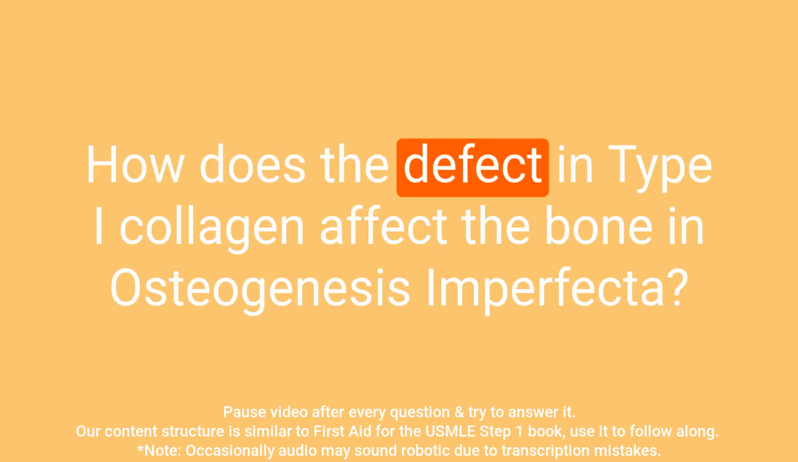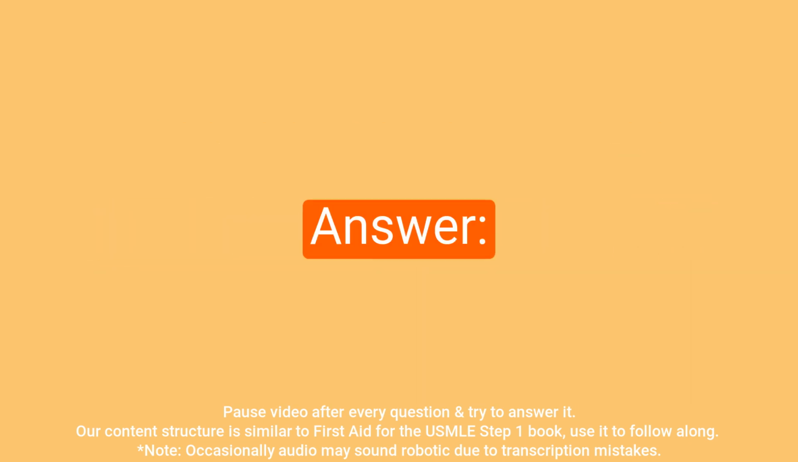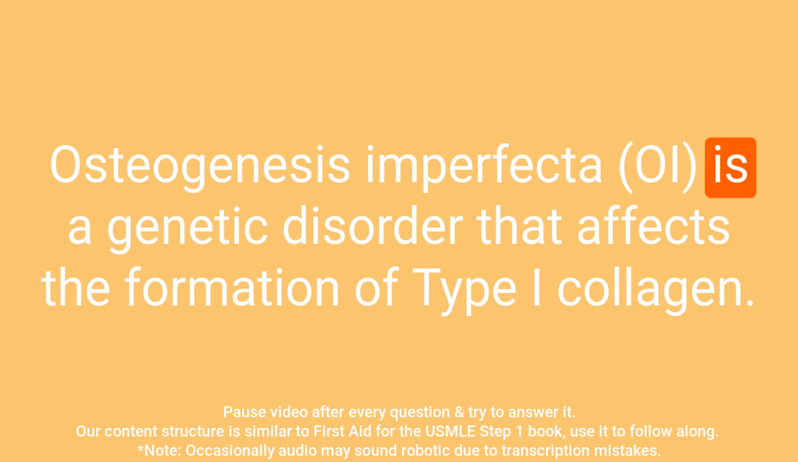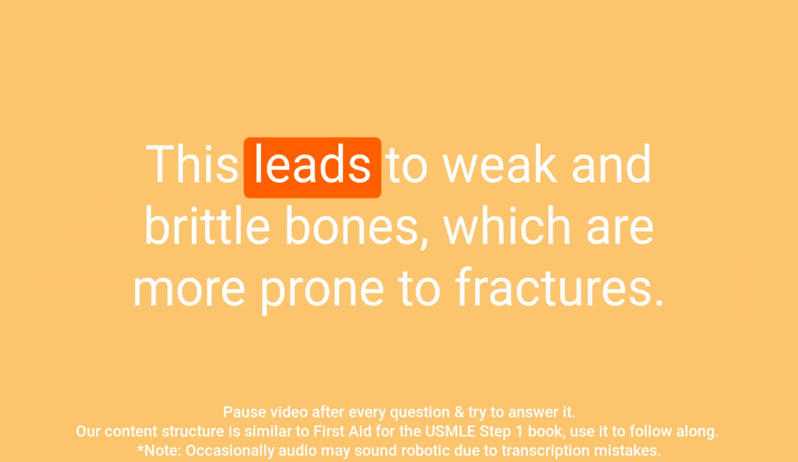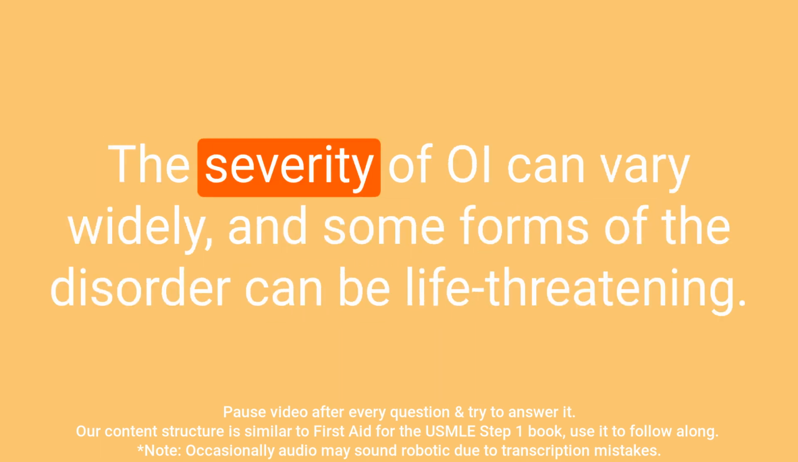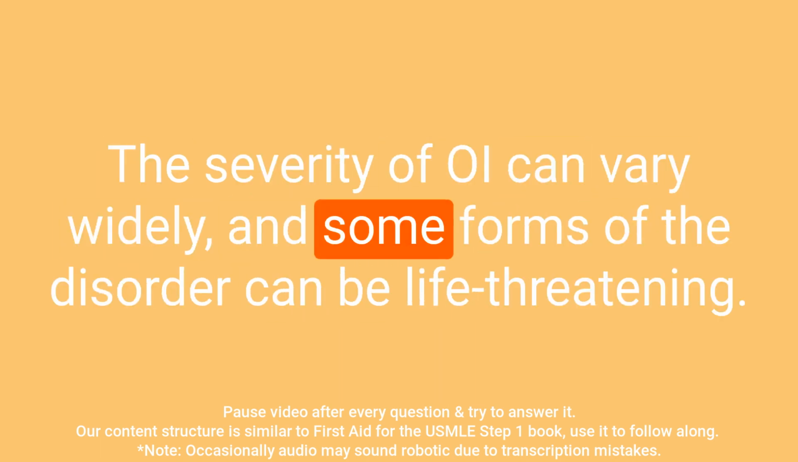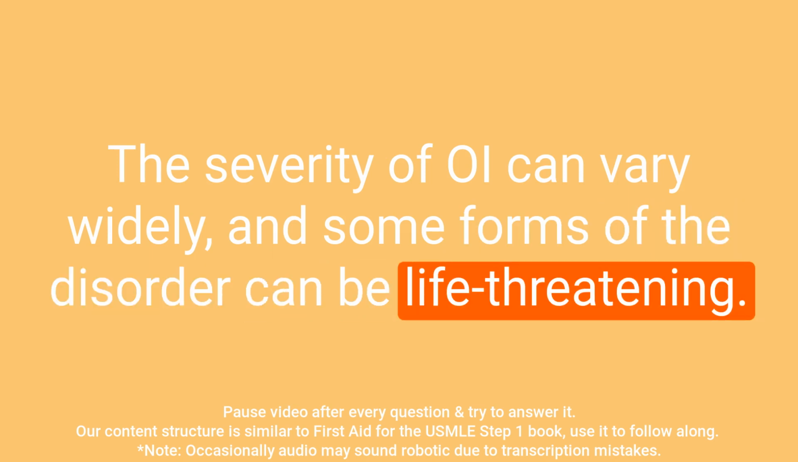Question: how does the defect in type I collagen affect the bone in osteogenesis imperfecta? Answer: osteogenesis imperfecta is a genetic disorder that affects the formation of type I collagen. This leads to weak and brittle bones, which are more prone to fractures. The severity of OI can vary widely, and some forms of the disorder can be life-threatening.